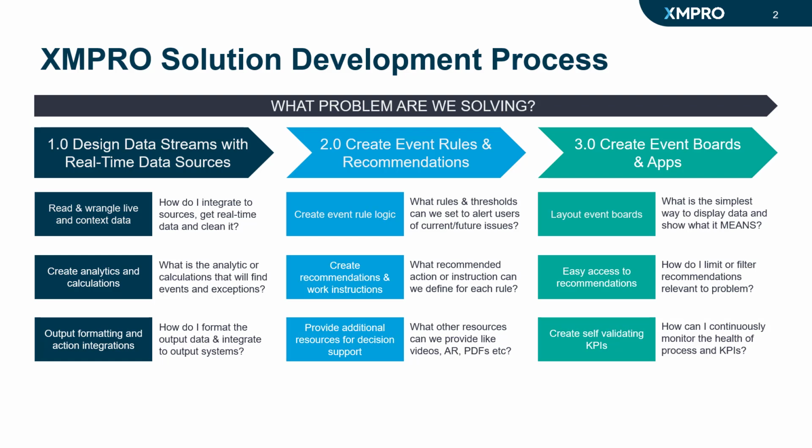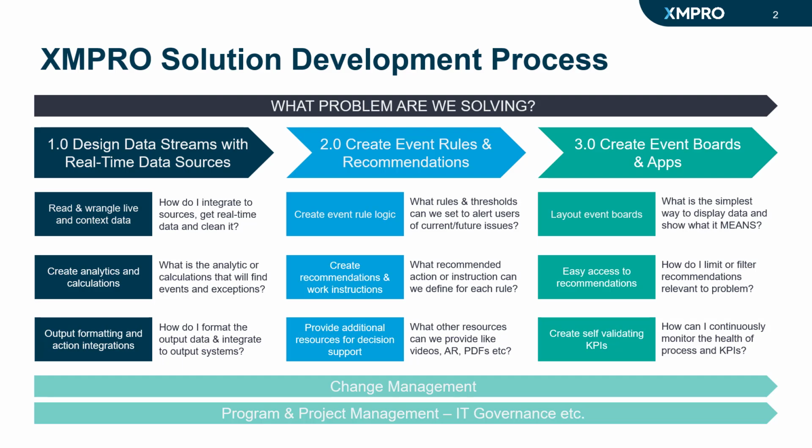So this is the whole process. Step 1, step 2, and step 3. So step 1, touching on data streams with real-time data sources. Step 2, event rules and recommendations. And then step 3, creating event boards and ultimately the apps as well. There is still change management and project and IT management, governance, etc. that flows through all three of these as well, so those are not forgotten.